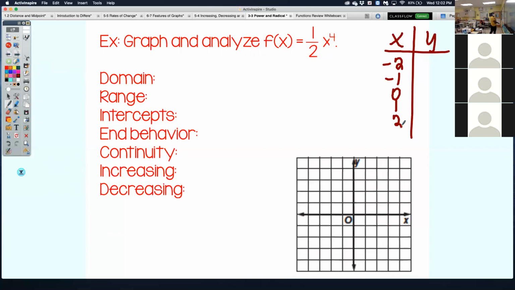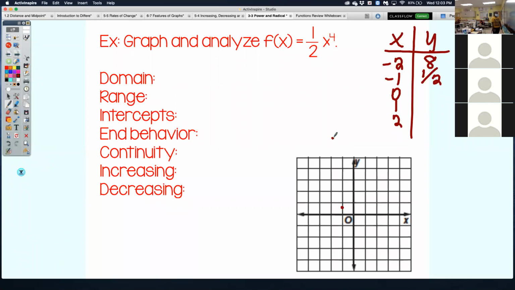Let's see, negative 2 to the 4th power is 16. What's half of 16? 8. So negative 2, 8. That doesn't fit. I'm not going to worry about it. I'm going to keep going. Negative 1 to the 4th power is positive 1. 1 times 1/2 becomes 1/2. That one I can graph. And probably just for the sake of it, I am going to put that point somewhere up there so I know it's going like that.